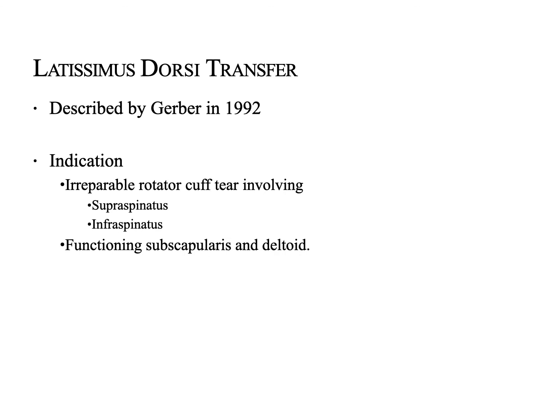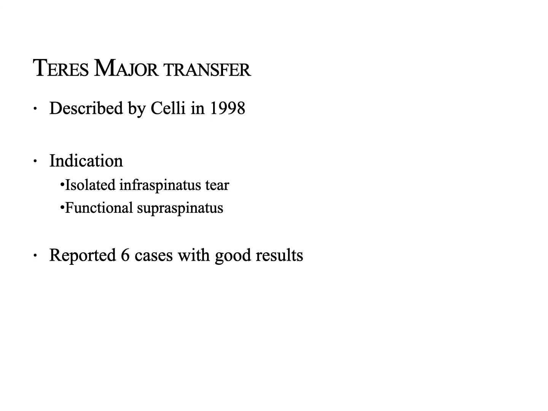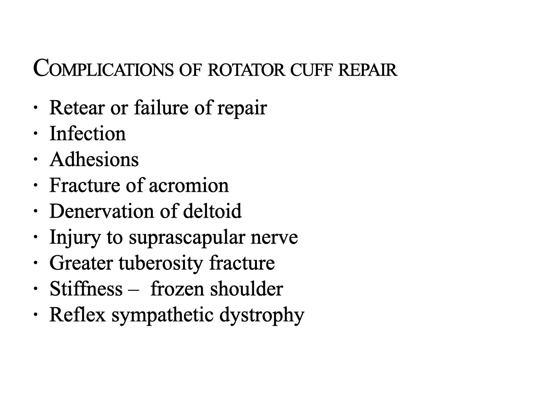Latissimus dorsi transfer was described by Gerber in 1992. Indication is irreparable rotator cuff tear involving the supra or infraspinatus muscles. A functioning subscapularis or deltoid should be present. Teres major transfer was described by Celli in 1998. Indication was isolated infraspinatus tear, but the supraspinatus has to be functional, and they have reported 6 cases with good results.